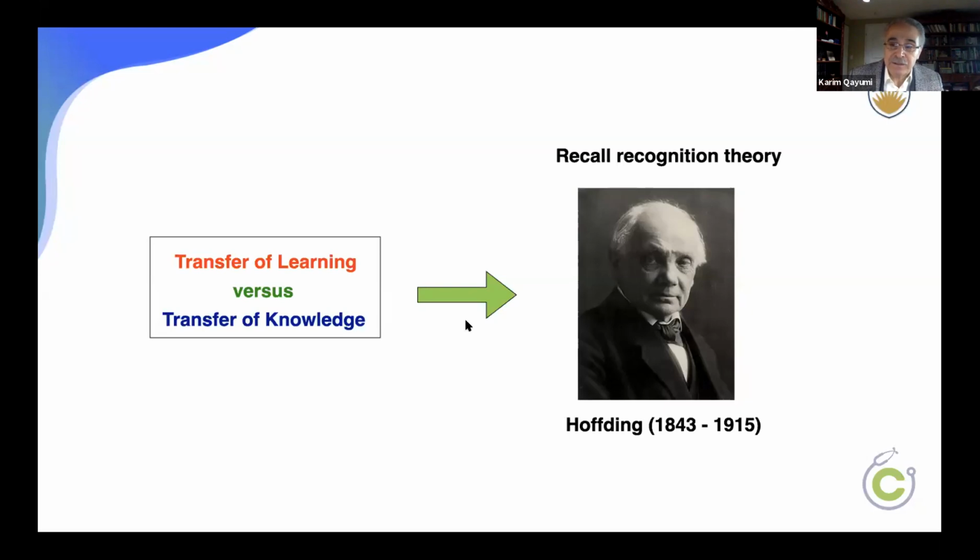But transfer of learning is when prior experience affects your present experience. It means transfer of learning is from the same person to the same person. My past experience affects my future experience. That's what Hofding has discovered.